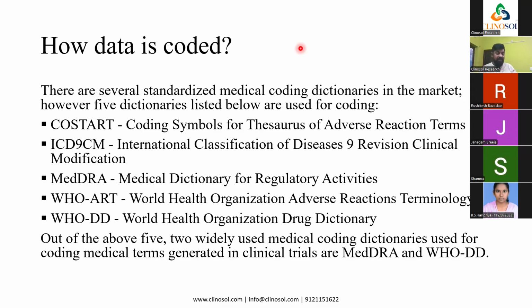There are other dictionaries, for example COSTART, ICD-9 and WHO ART. These dictionaries are generally used for medical coding in hospitals. But for regulatory coding, we have only two dictionaries: the MedDRA dictionary and WHODD. MedDRA is the Medical Dictionary for Regulatory Activities. WHODD is the World Health Organization Drug Dictionary. So these five dictionaries are widely used. How to code? If in an interview they ask any questions like this, you need to answer in this particular way.